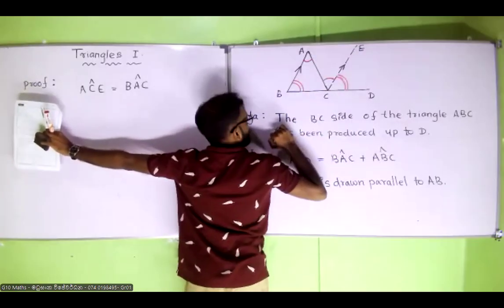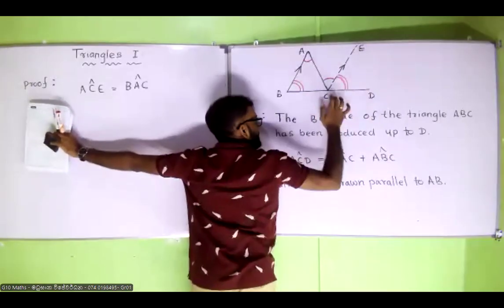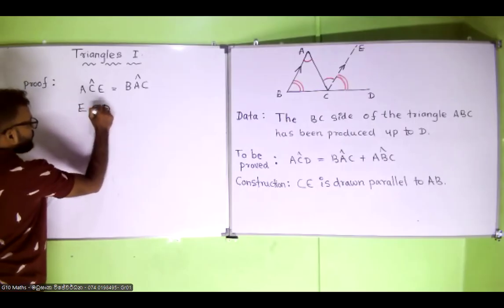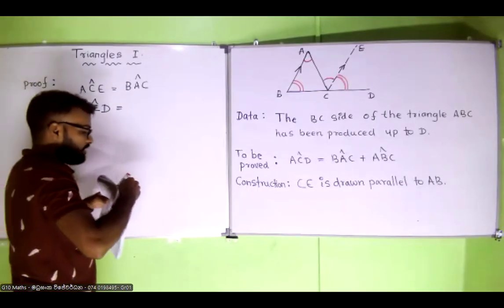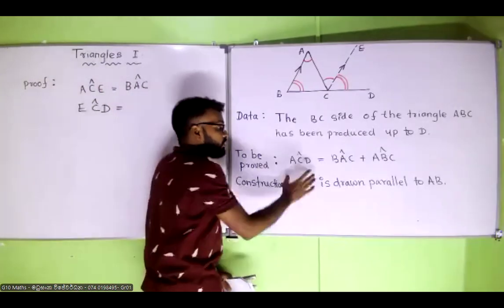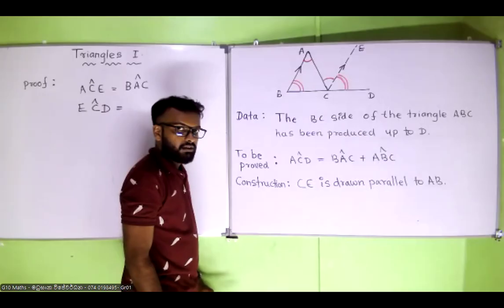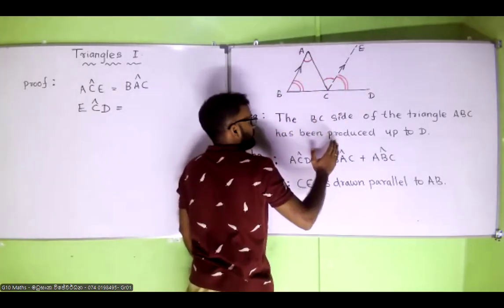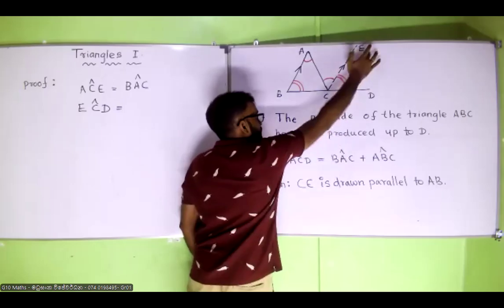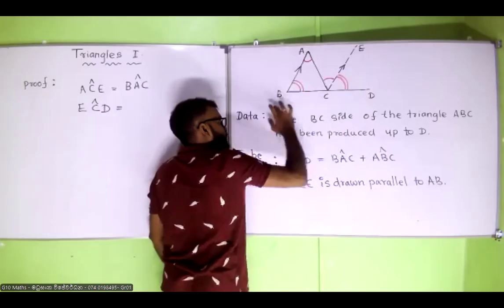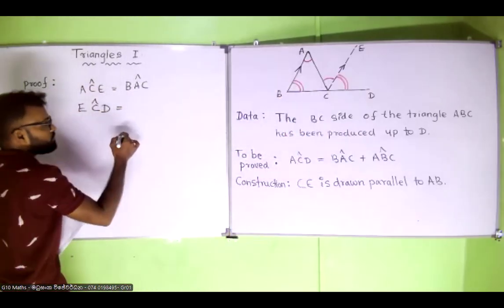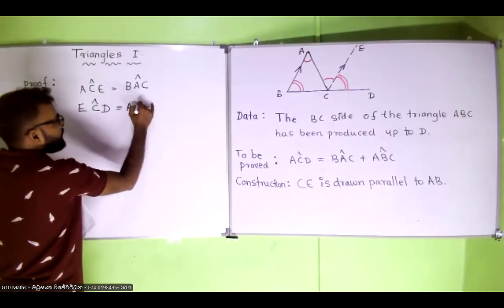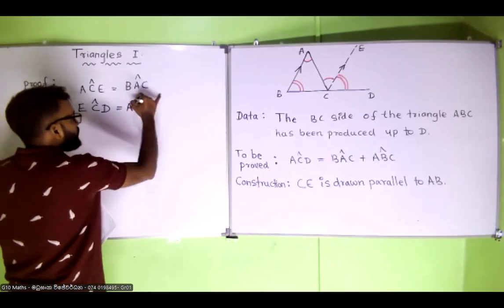ACE done. ECD is my second part. Angle ECD is already relevant to angle ACD because ECD is inside ACD. Then angle ECD equals angle ABC. You already know that.